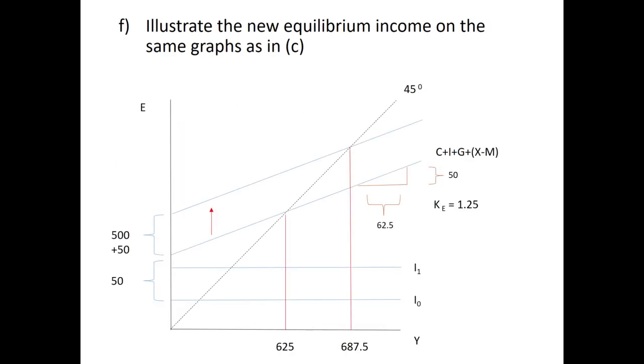Finally, you can also plot that on the graph. You can show, okay, I realize that it's an increase in autonomous spending of 50. So the intercept over here was 500 and now it becomes 550. And the equilibrium income moves up from 625 to 687.5. The slope of the spending line is unchanged, and you find a significant increase in spending that's greater than just the original increase in autonomous spending. And of course, that's down to the multiplier.